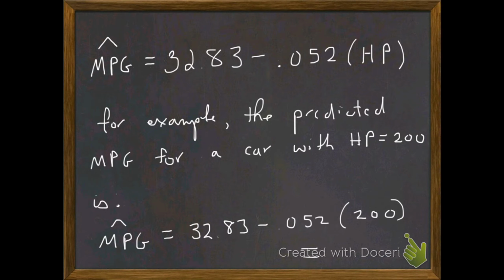So 32.83 minus 0.052 times 200, and our predicted value would be 22.43. All right. So again, first thing we can do is we can use our model in a very straightforward fashion, getting 22.43 by inserting 200 in our model. Now, what if we had this graphically?